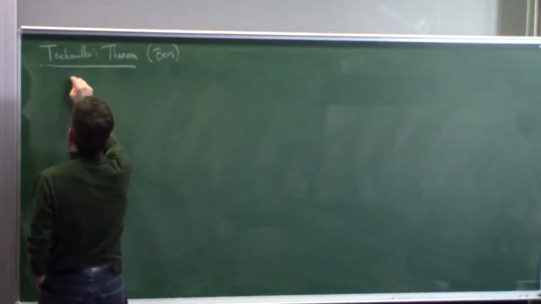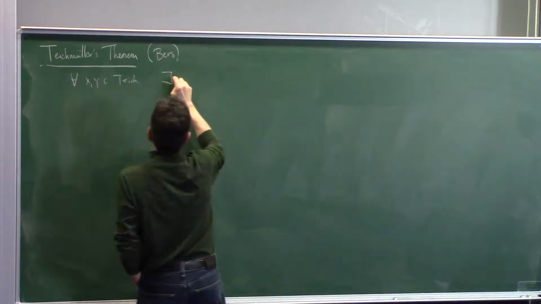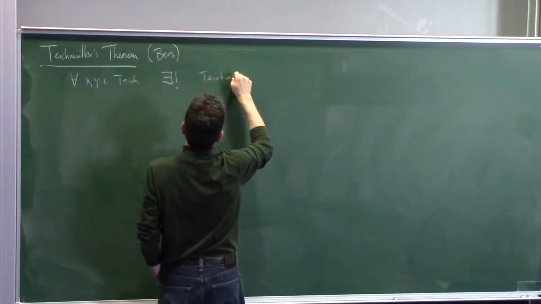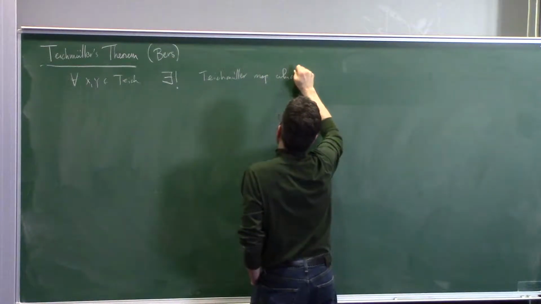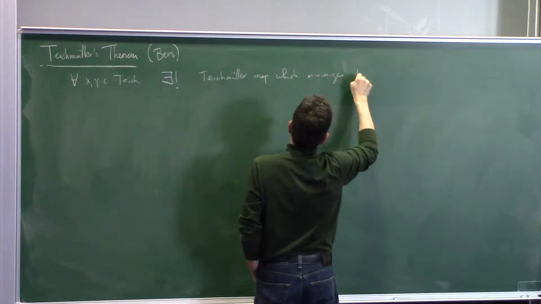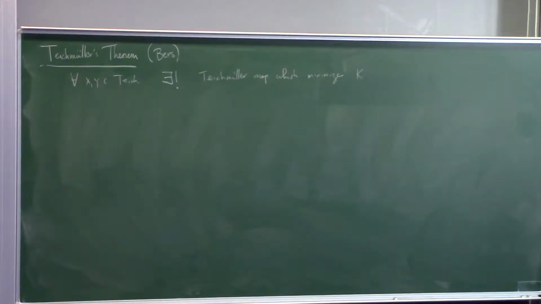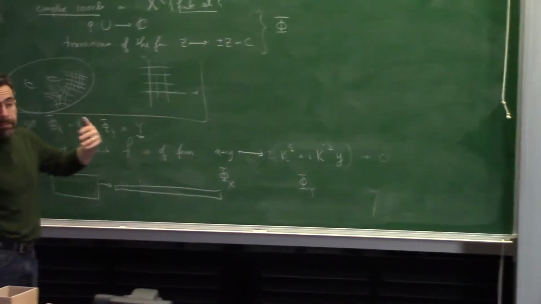It says that for all x and y in a Teichmüller space, there exists a unique Teichmüller map, which minimizes k, so it's exactly the correct value of k for x and y. And moreover, once you write it down, you realize something else, which is that you actually get a one-parameter family of maps here.